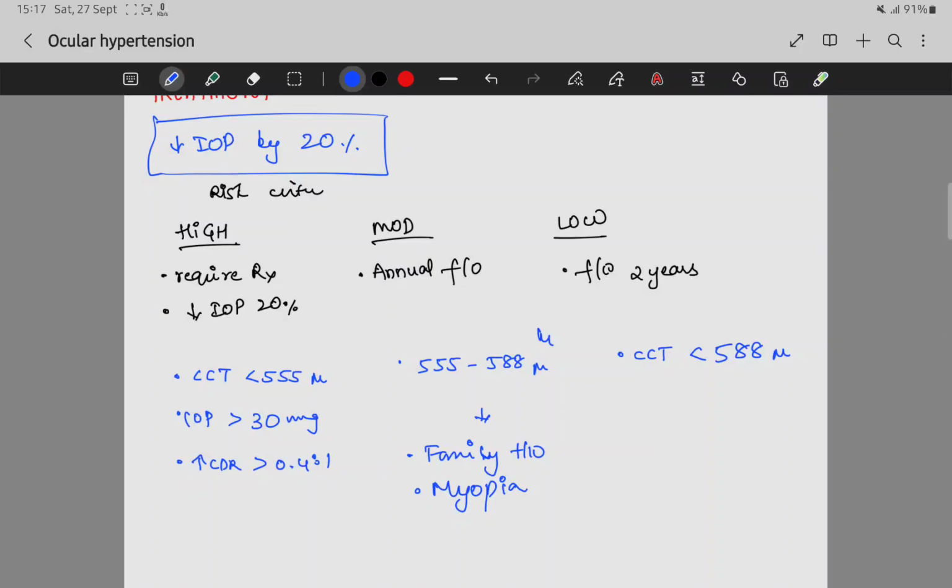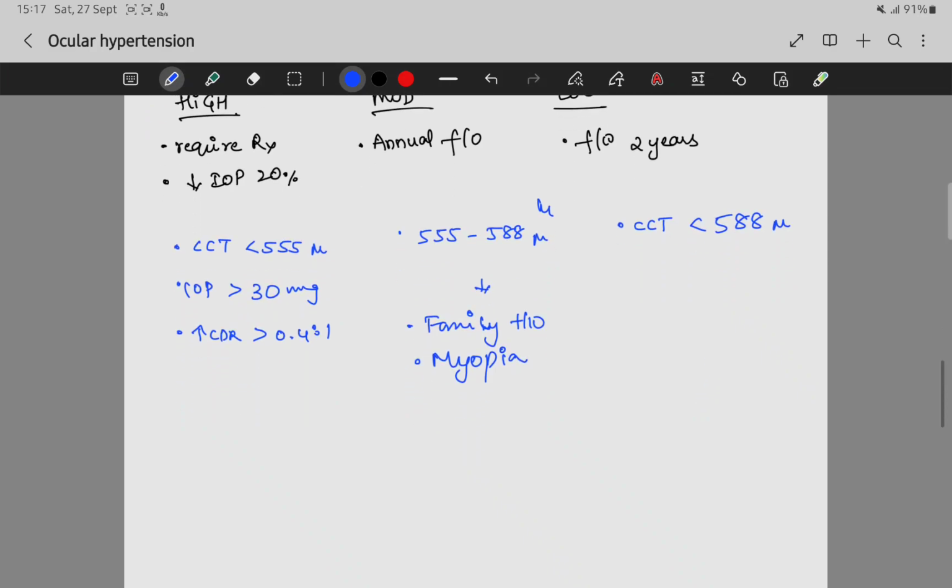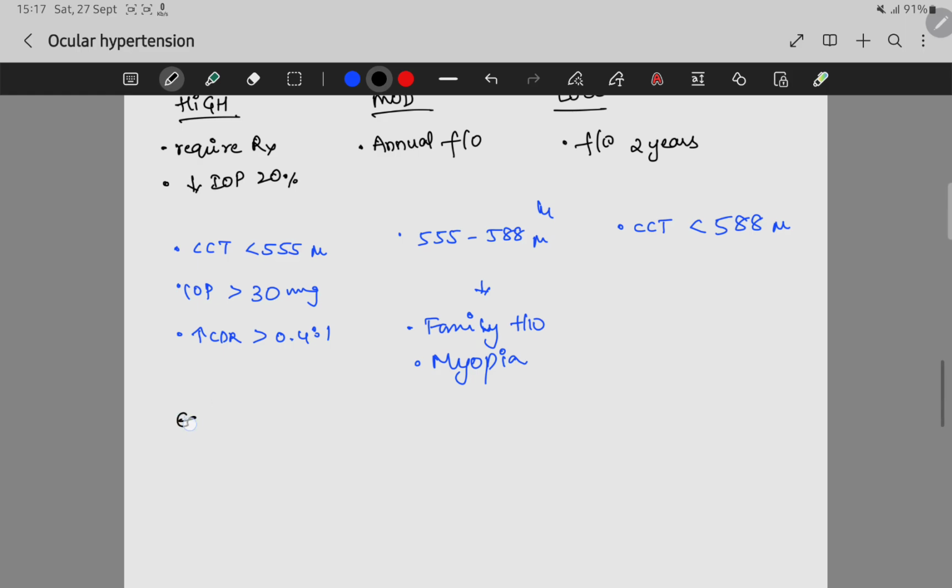What are the drugs which are employed in this patient? There are some indications who need early treatment: those who are young, myopes, and the one who is one-eyed. In such cases, we can also start early treatment so that the patient does not fall back.